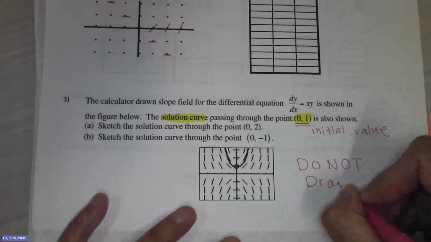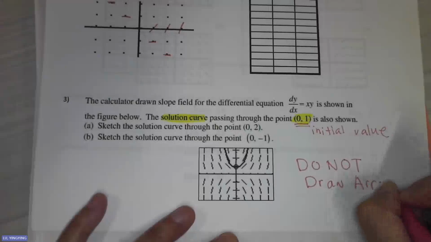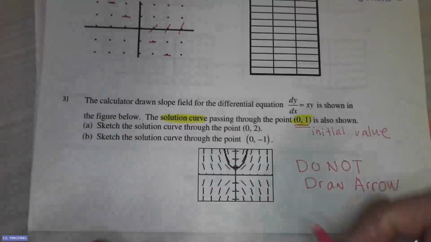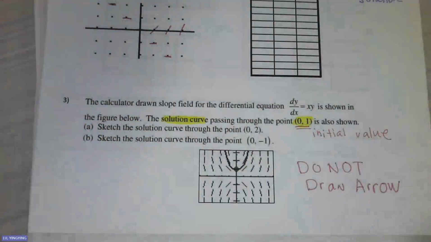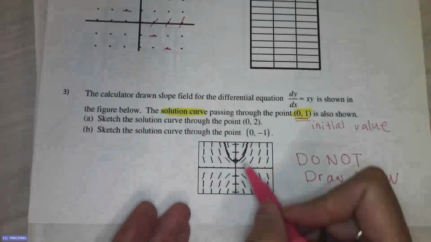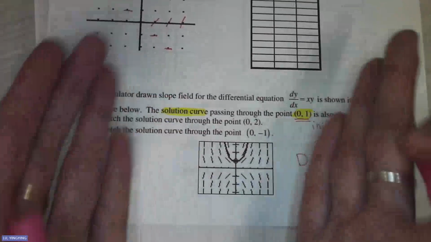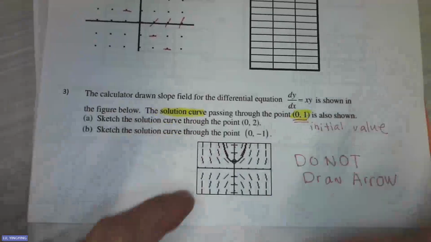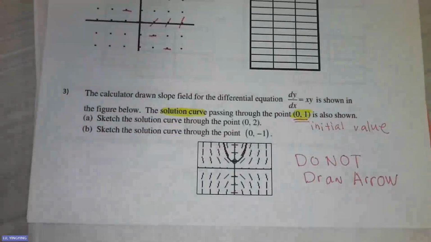The reason we don't draw arrows is because a slope field is only a portion of the graph. You don't know whether the curve will go some other way, where it starts decreasing and becomes concave down or whatever beyond this point. If you draw arrows, you're pretending you keep going up, but we don't know, because this is only a portion of the graph. So do not ever draw arrows here.